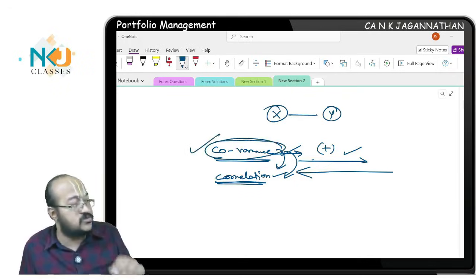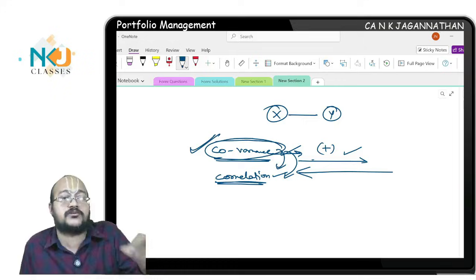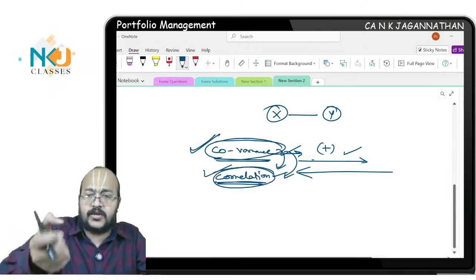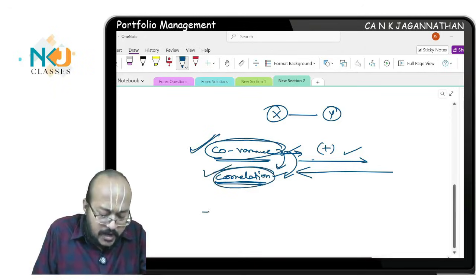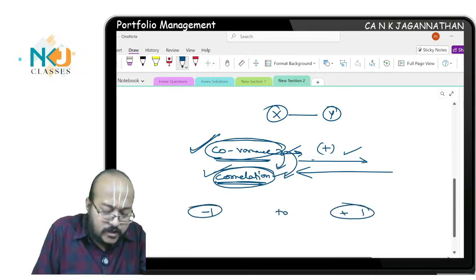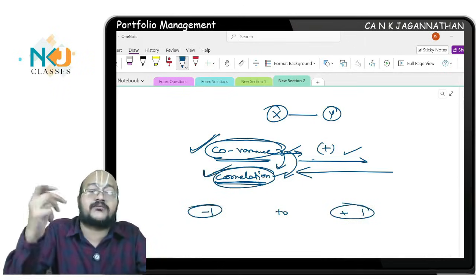Correct. The covariance is only co-movement, but in case of covariance, the strength is not captured. Correlation is a standardized measure of covariance only. It's a standardized measure, and the data will be from -1 to +1. Are you all understanding? The correlation will capture the direction as well as the strength of the co-movement.